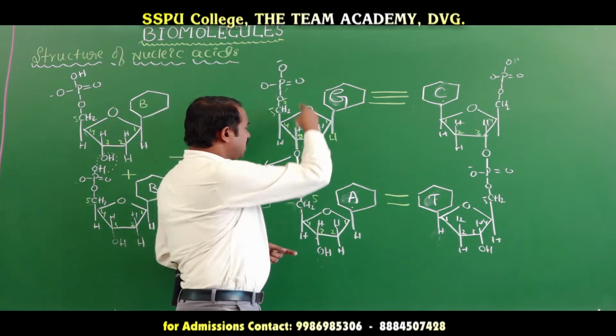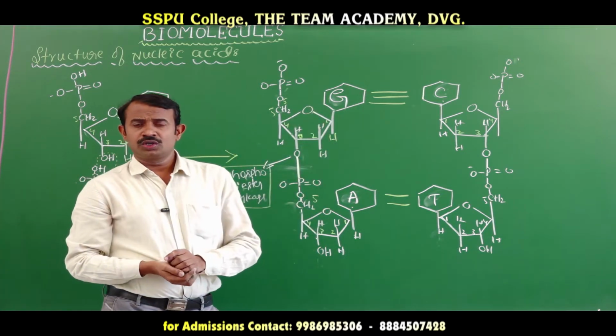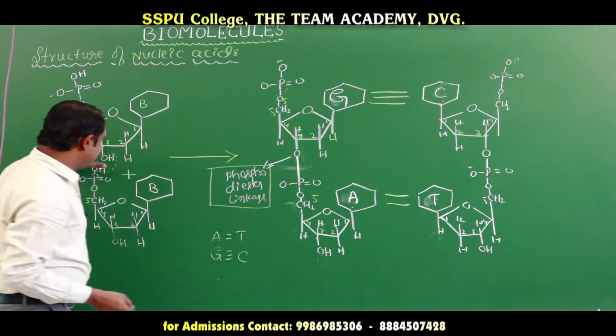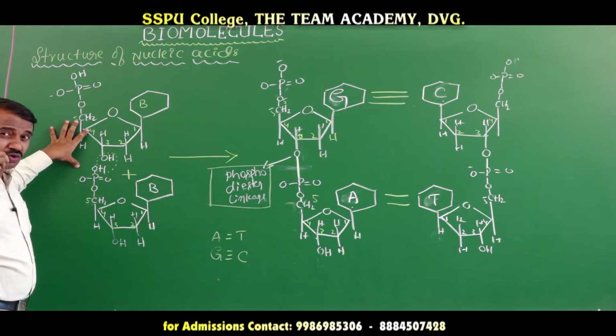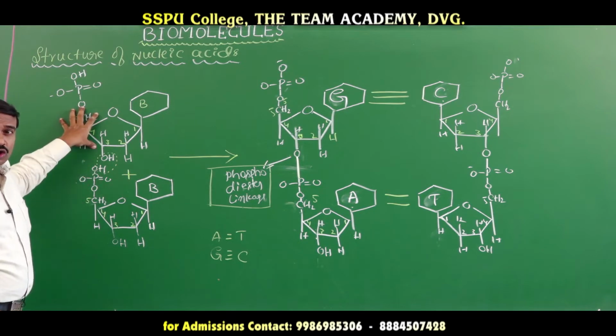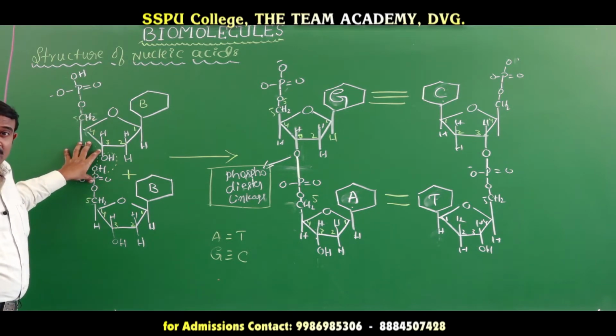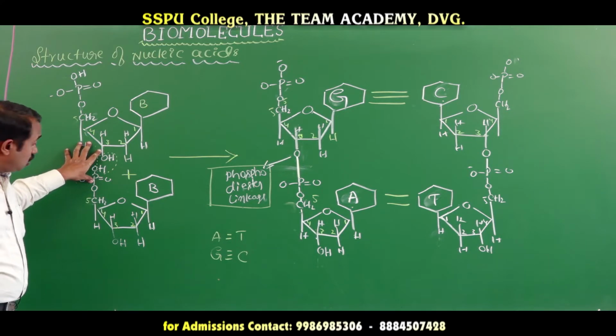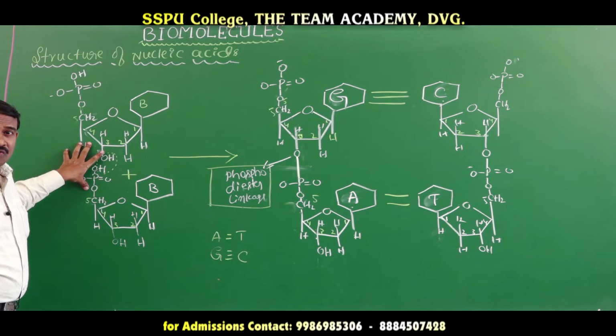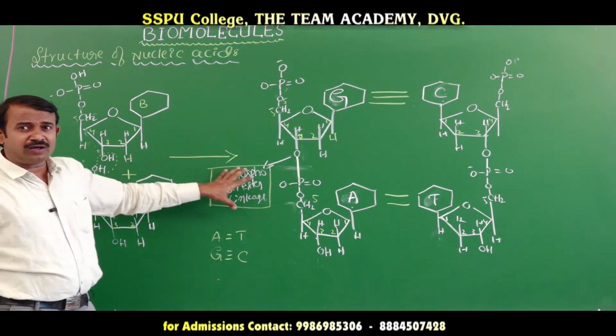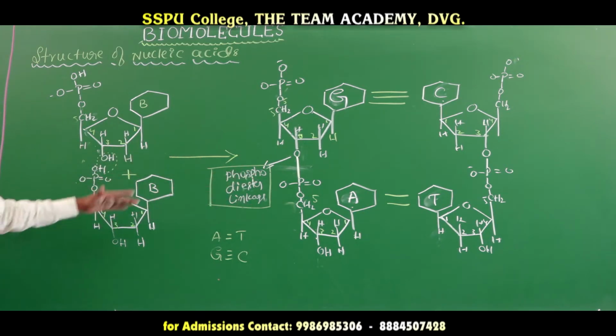This is the structure of nucleic acid. This is how one nucleic acid chain is formed between two nucleotides, by inter-elimination of water molecules from C3 carbon to C5 carbon, that is called 3' and 5'. Next, let us go for another one. It is a hydrogen bond.